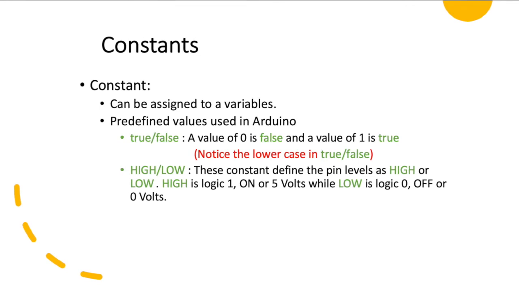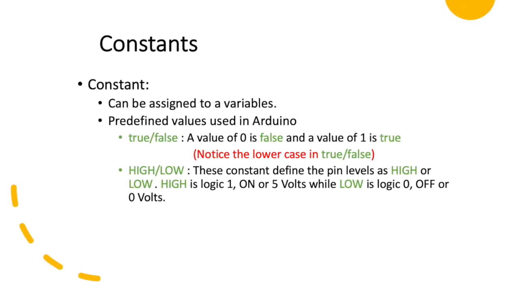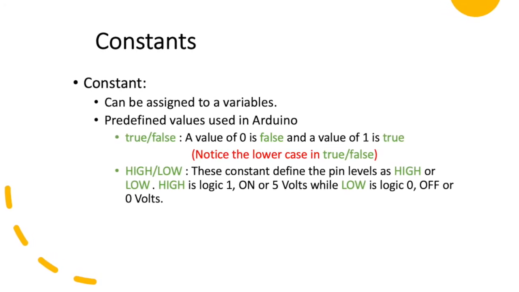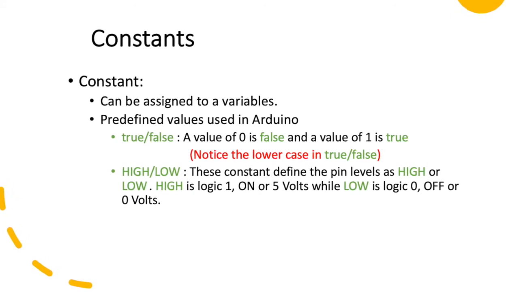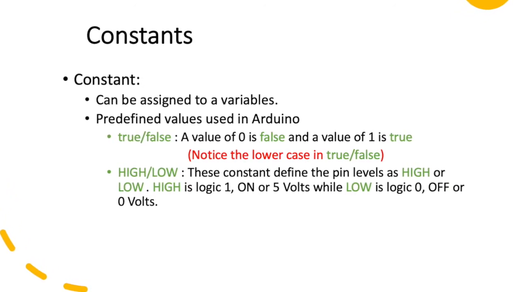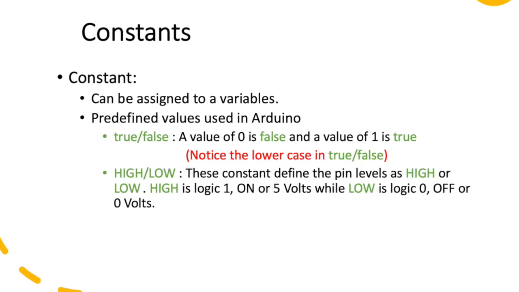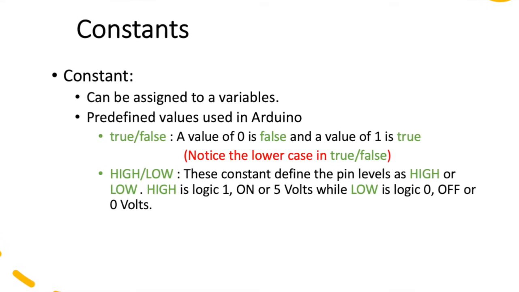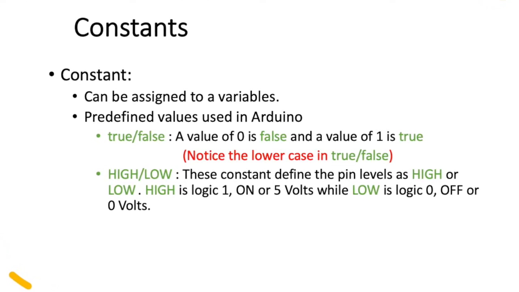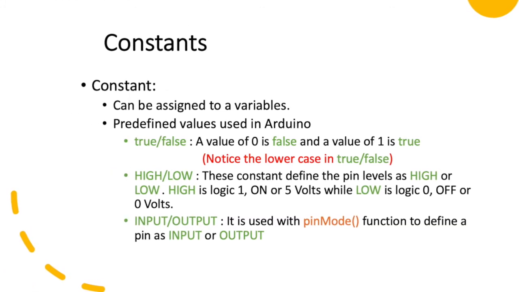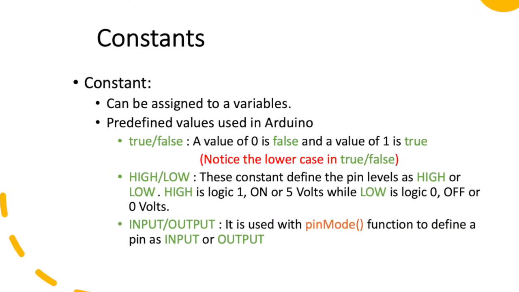The high and low constants are used to define the state of a pin. High is also considered a logic 1, an on state, or 5 volts, while low is considered a logic 0, an off state, or 0 volts.